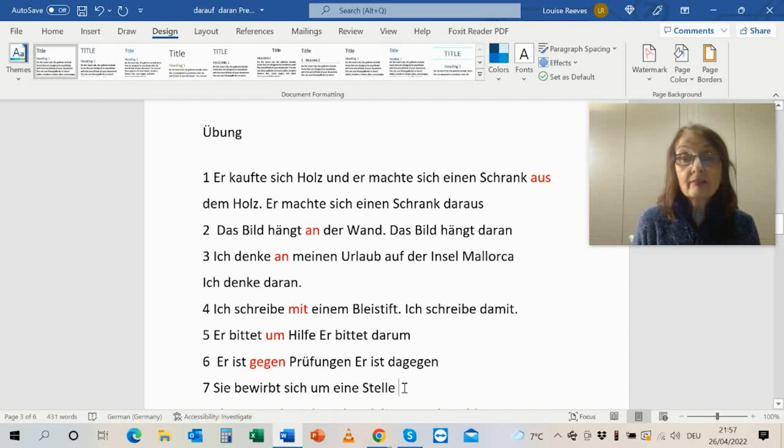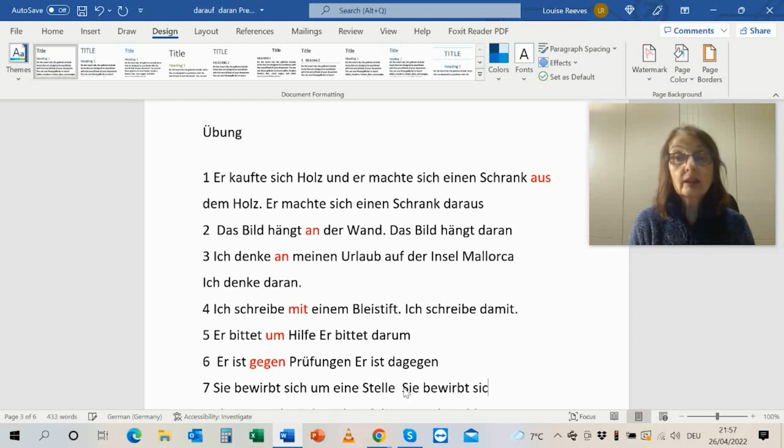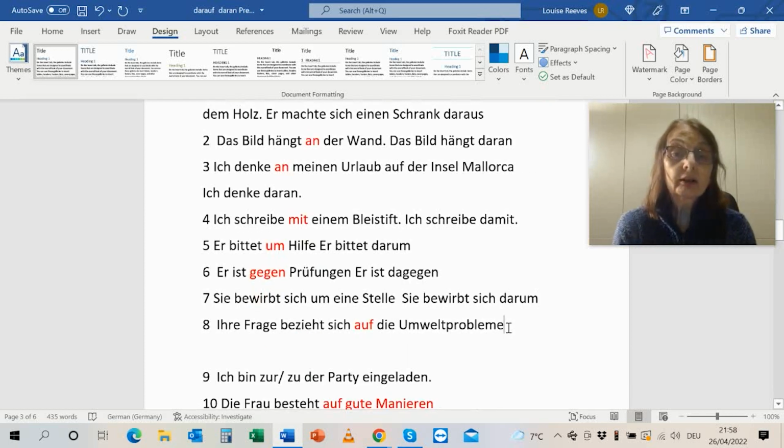Sie bewirbt sich um eine Stelle. She's applying for a job. So we have um there, but it's a vowel. So it's going to be sie bewirbt sich darum. Two vowels again, so I have to put in my r. Ihre Frage bezieht sich auf die Umweltprobleme. Your question refers to the environmental problems.